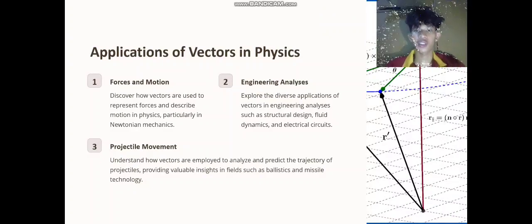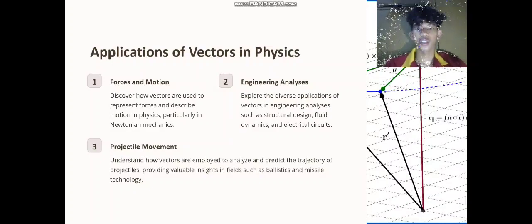Applications of vectors in physics. Number 1. Force and motion. Discover how vectors are used to represent force and describe motion in physics, particularly in Newtonian mechanics.